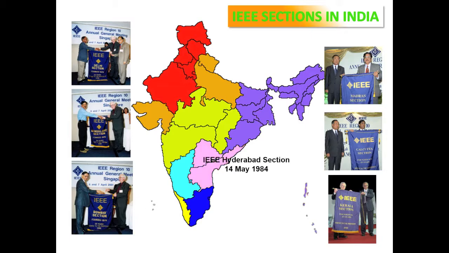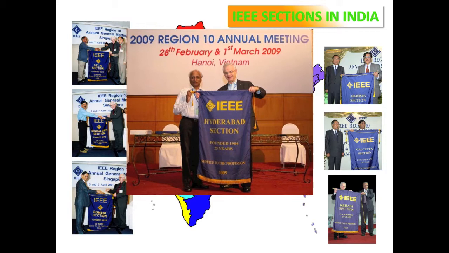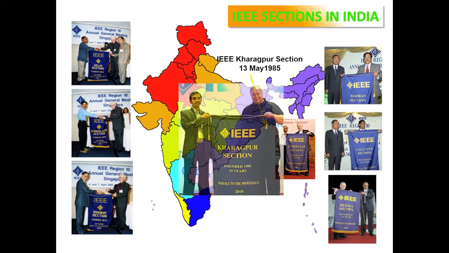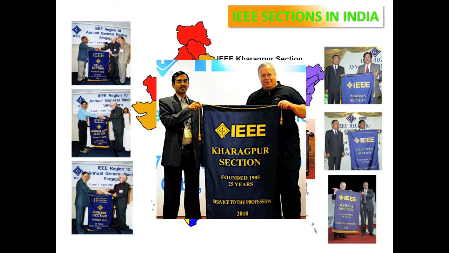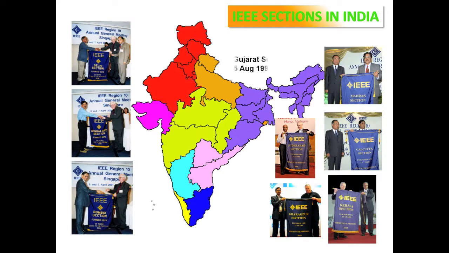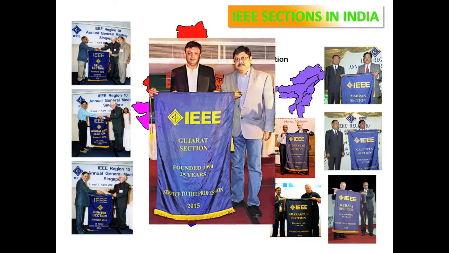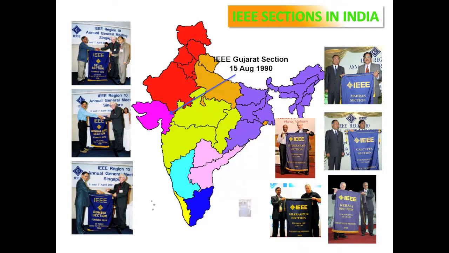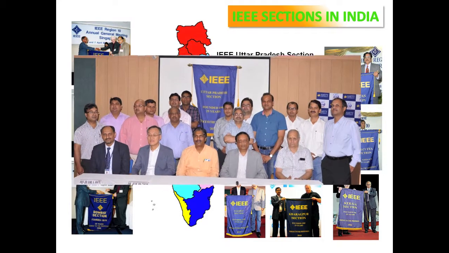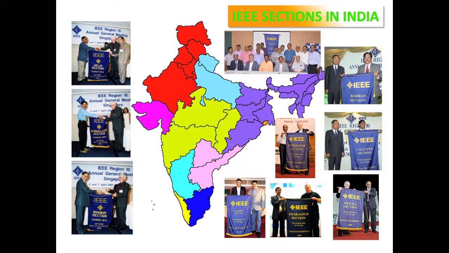1983. IEEE Hyderabad section, the 14th of May, 1984. IEEE Kharagpur section, the 13th of May, 1985. IEEE Gujarat section, the 15th of August, 1990. IEEE Uttar Pradesh section, the 1st of May, 1992. And IEEE Pune section, the 26th of June, 2010.